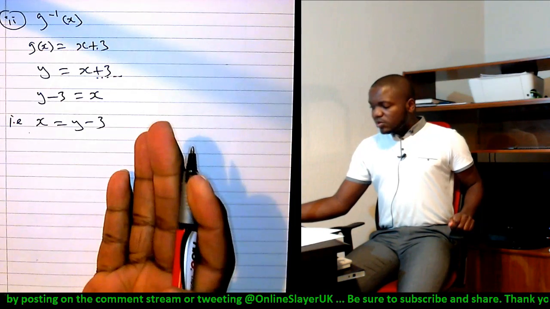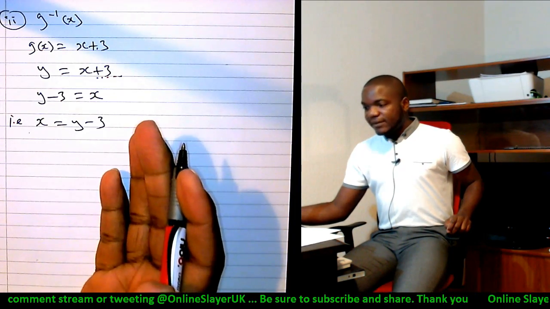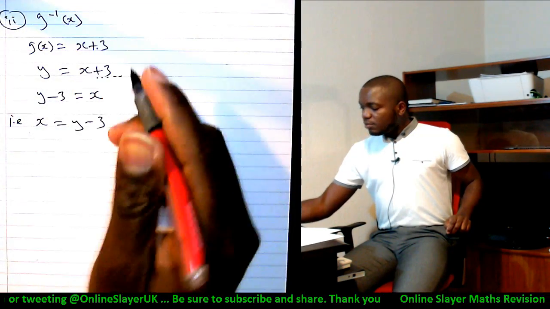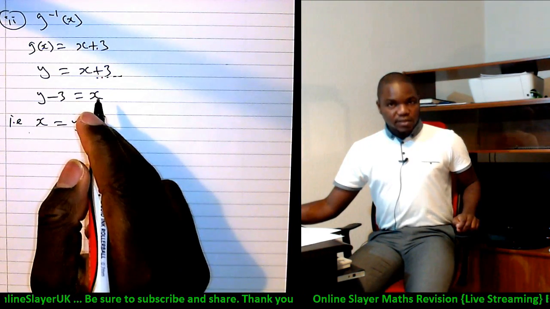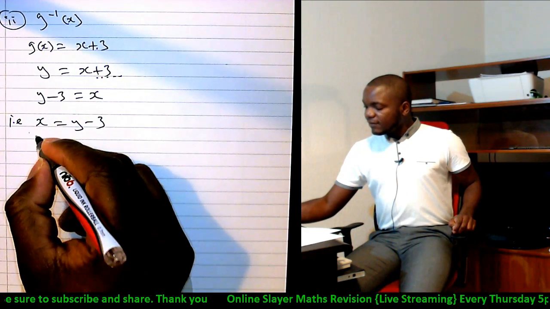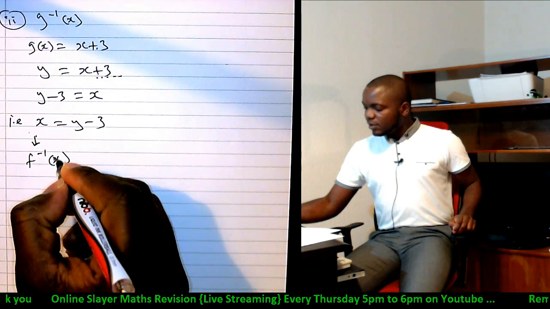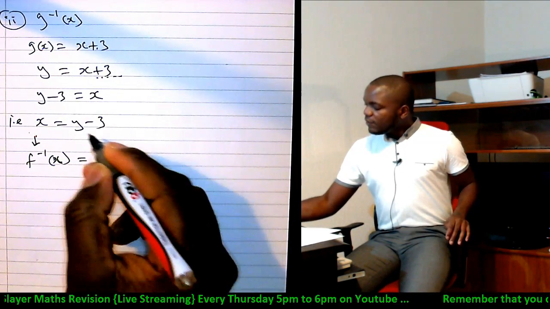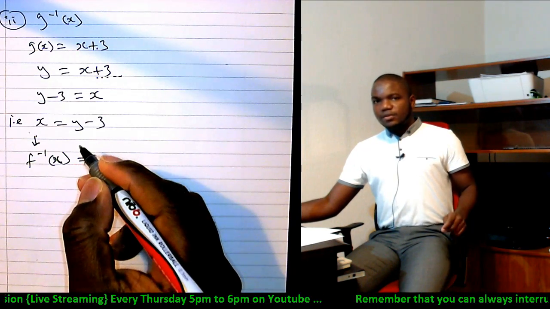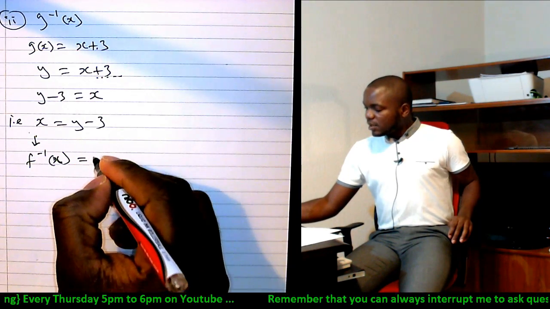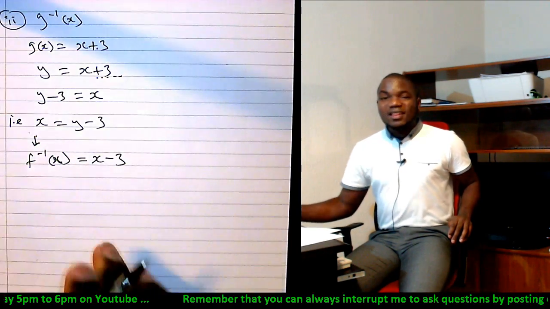But if x is equal to y minus 3, that is the reverse process of this one. But we want it to look like an inverse function. So wherever you have x, you convert it to g inverse, because that's now the output of a forward process. And wherever you have y, now looks like the input to your forward process. So x minus 3, and that is it.